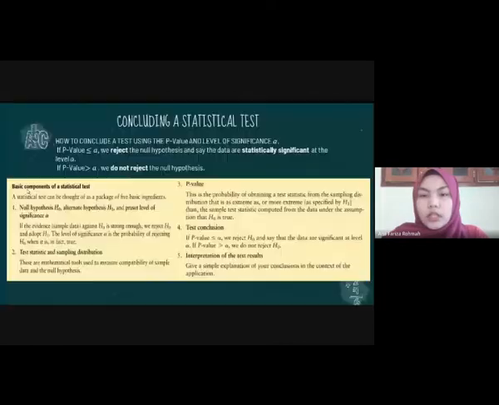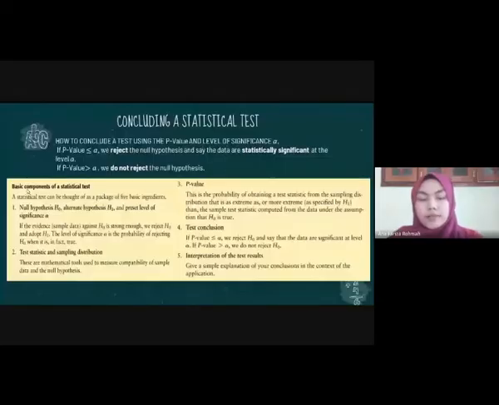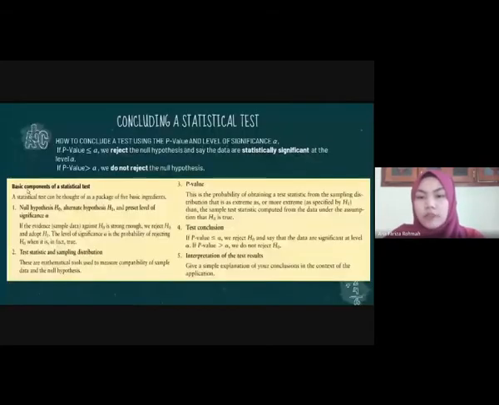And the fourth is the test conclusion. If the p-value is less than or equal to alpha, we reject the null hypothesis and say that the data are significant at level alpha. If the p-value is greater than alpha, we do not reject the null hypothesis. And five is the interpretation of the test result. Give a simple explanation of your conclusion in the context of the application.